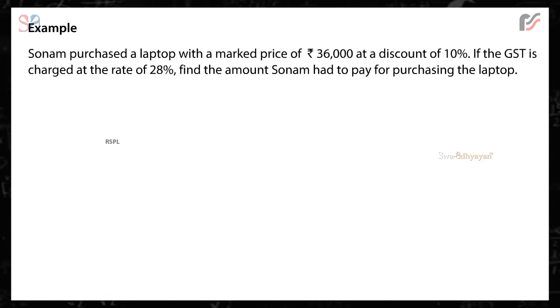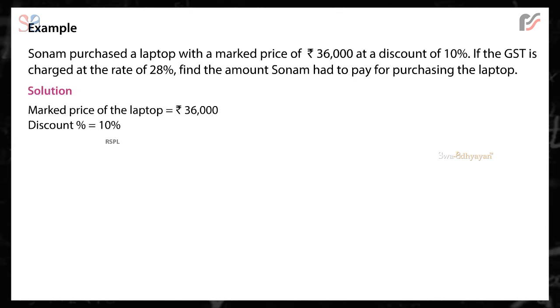Example: Sonam purchased a laptop with a marked price of rupees 36,000 at a discount of 10%. If the GST is charged at the rate of 28%, find the amount Sonam had to pay for purchasing the laptop.